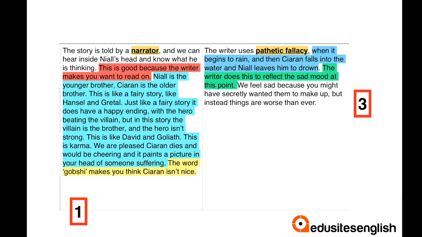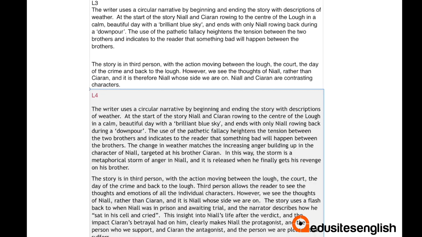It's not quite analysis. The analysis is more this kind of comment: "The use of pathetic fallacy heightens the tension between the two brothers, indicates to the reader that something bad will happen between the brothers. The change in weather matches the increasing anger building up in the character of Niall, targeted at his brother Kieran. In this way, the storm is a metaphorical storm of anger in Niall." Now that is analysis. So the difference between explanation and analysis: explaining is just saying what it does and why the writer's done it, and actually analysing is thinking about what that symbolises. Why might they have done that? What does this tell us about their motivations?